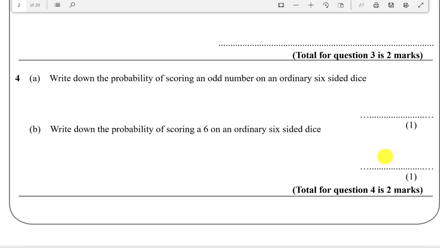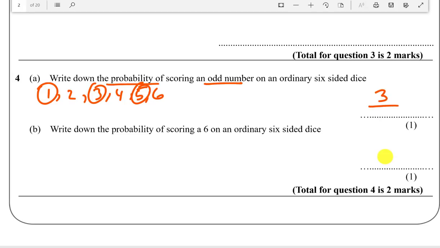Number 4, write down the probability of scoring an odd number on an ordinary 6-sided dice. So if not sure, write down these numbers on a 6-sided dice: 1, 2, 3, 4, 5, 6. And then odd numbers are 1, 3, and 5. So we have 3 odd numbers, because we're writing as a probability out of 6 in total. So 3 out of 6. And if you simplify it, that gives you 1/2.